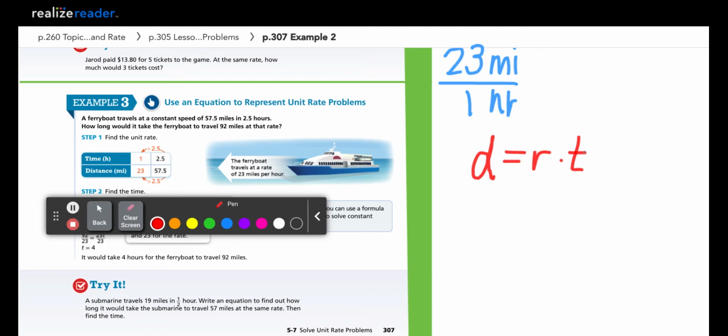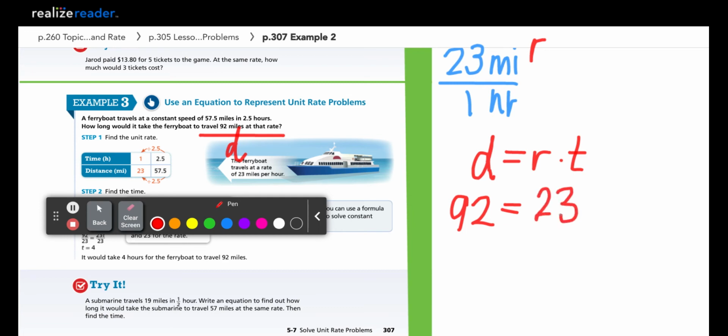So let's look at our question here. It says, how long would it take for the ferry boat to travel 92 miles? Well, 92 miles, is that a distance, a rate, or an amount of time? If we're talking about miles, 92 miles would be the distance. So I'm going to plug in 92 where I see that distance in the formula. Equals, do I know the rate? Yes, the 23 miles per 1 hour is the rate. So I'm going to say, okay, 92 equals, wherever I see the R for rate, let's plug in 23.